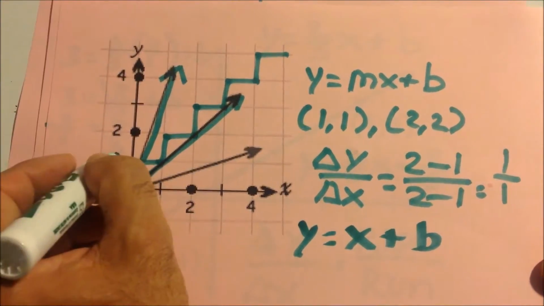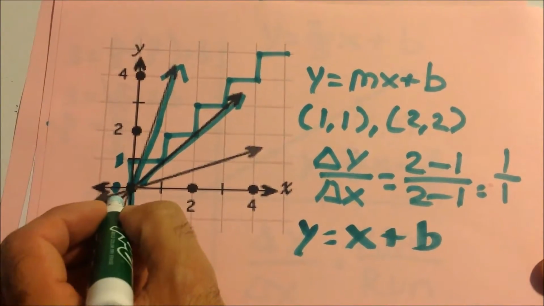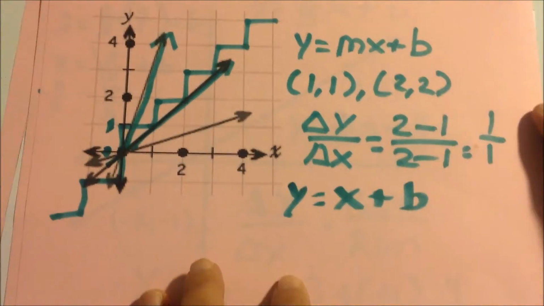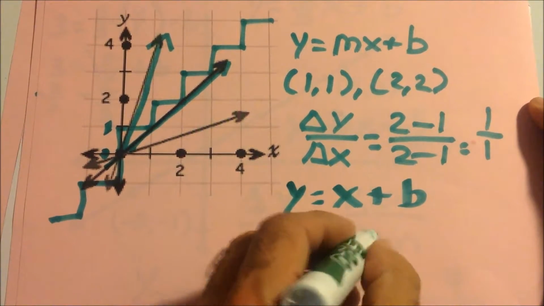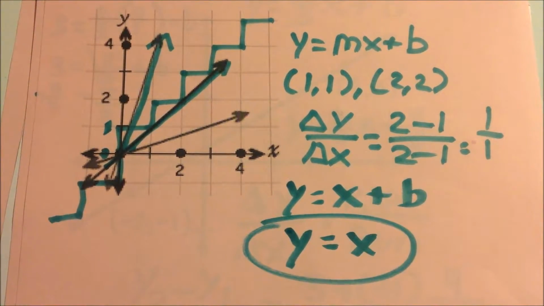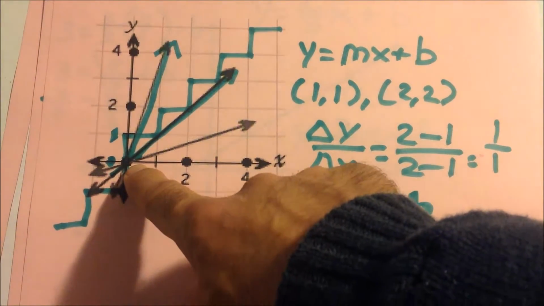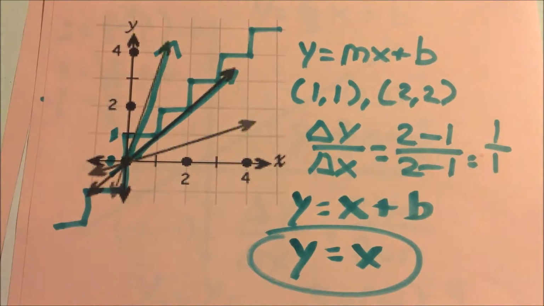By the way, if that's 2, that's 1, that's 0. You know it's going through the origin, so that means b is 0. So basically, y is just x. Remember, if it goes through the origin, it's a proportional relationship, and there is no b. b is 0. You don't have to put x plus 0. You don't have to write that.